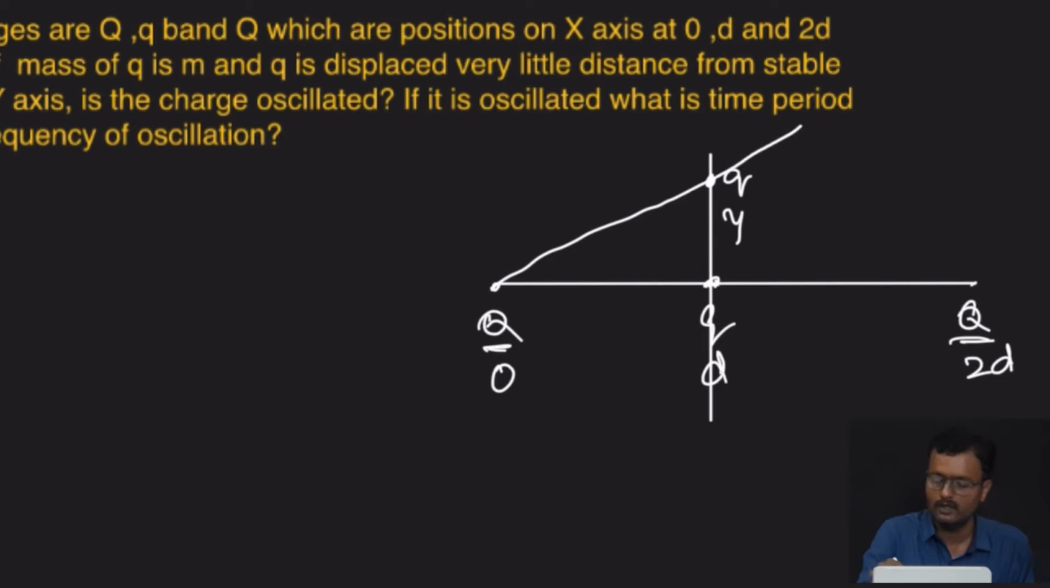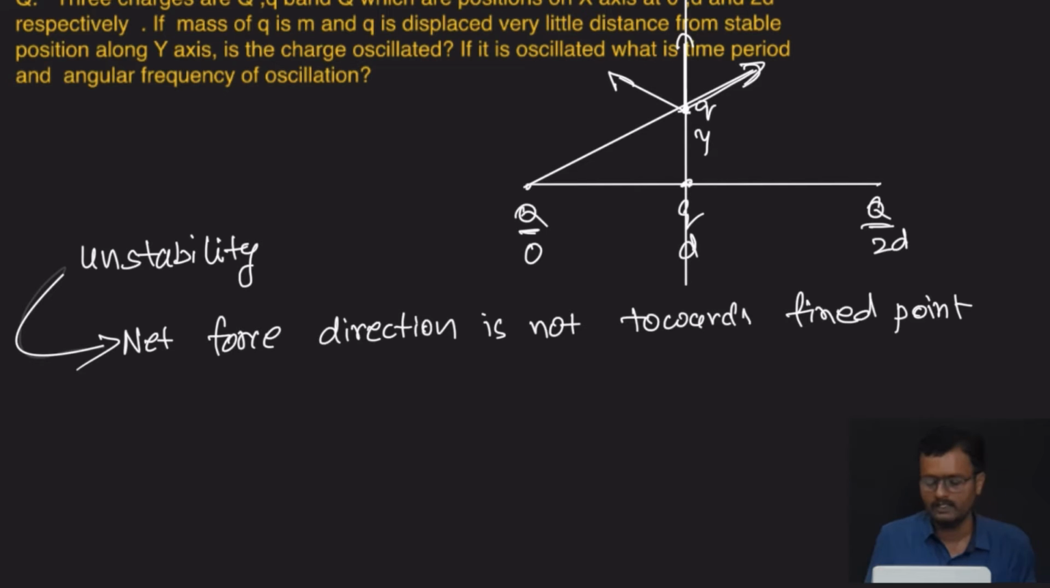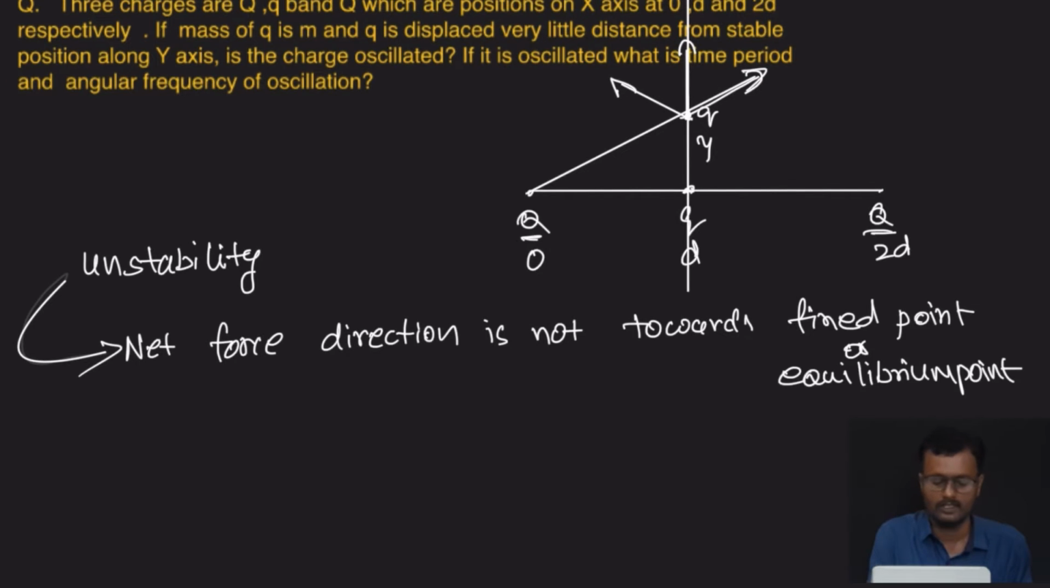Q repels q along this direction. This q repels along this direction. Net force is along this direction. So the charge is moving along this, not returning back to the equilibrium point. This type of nature is called instability. Instability means the net force direction is not towards the fixed point, that is the equilibrium point. So here the charge is not oscillated. Force direction is not towards the equilibrium position.